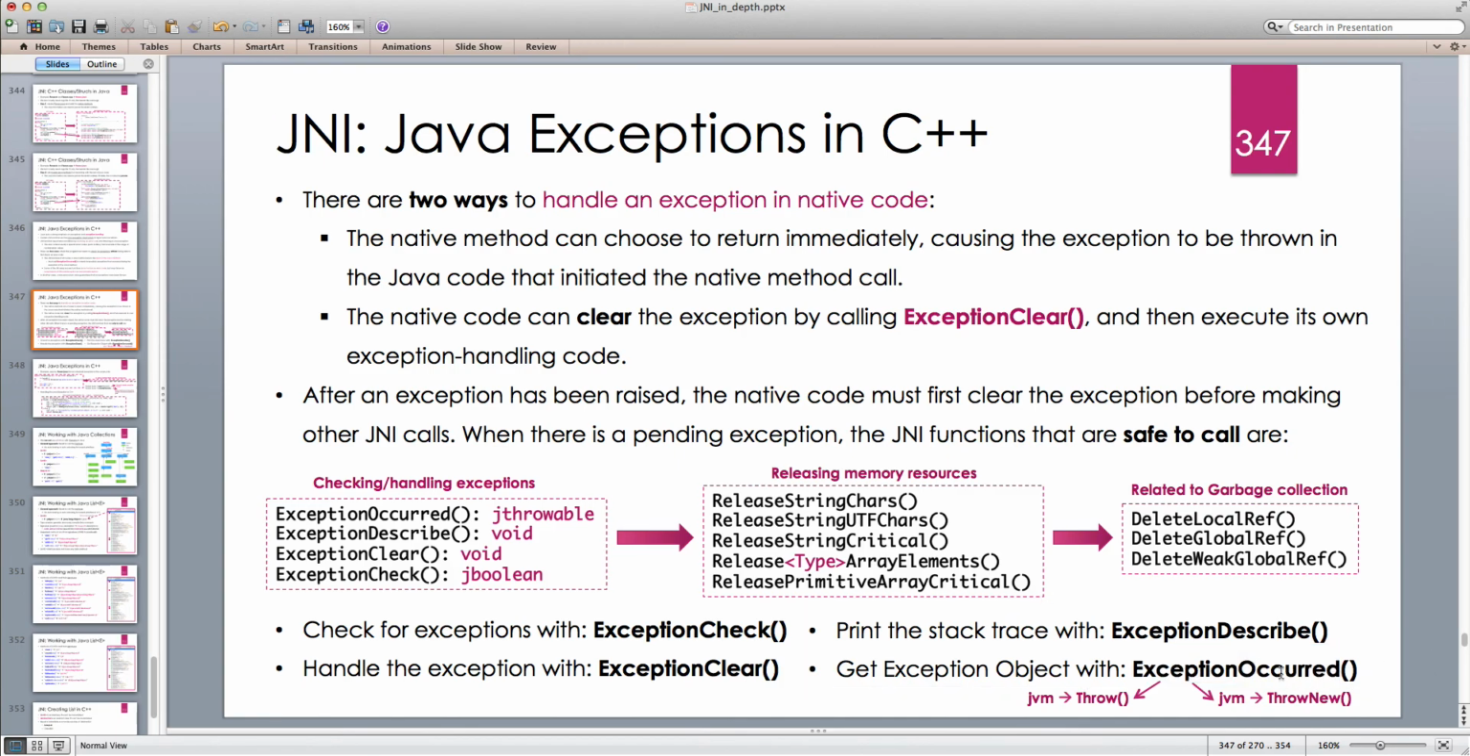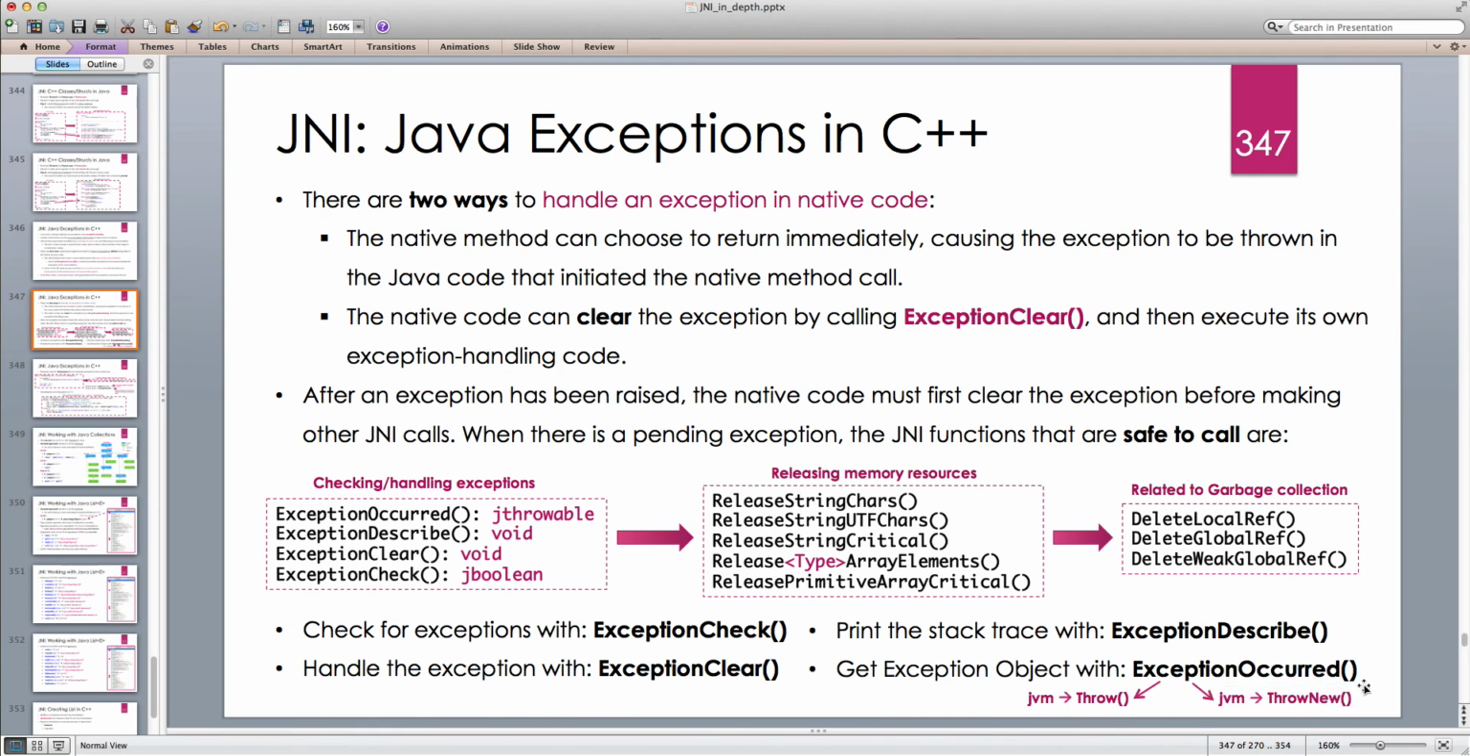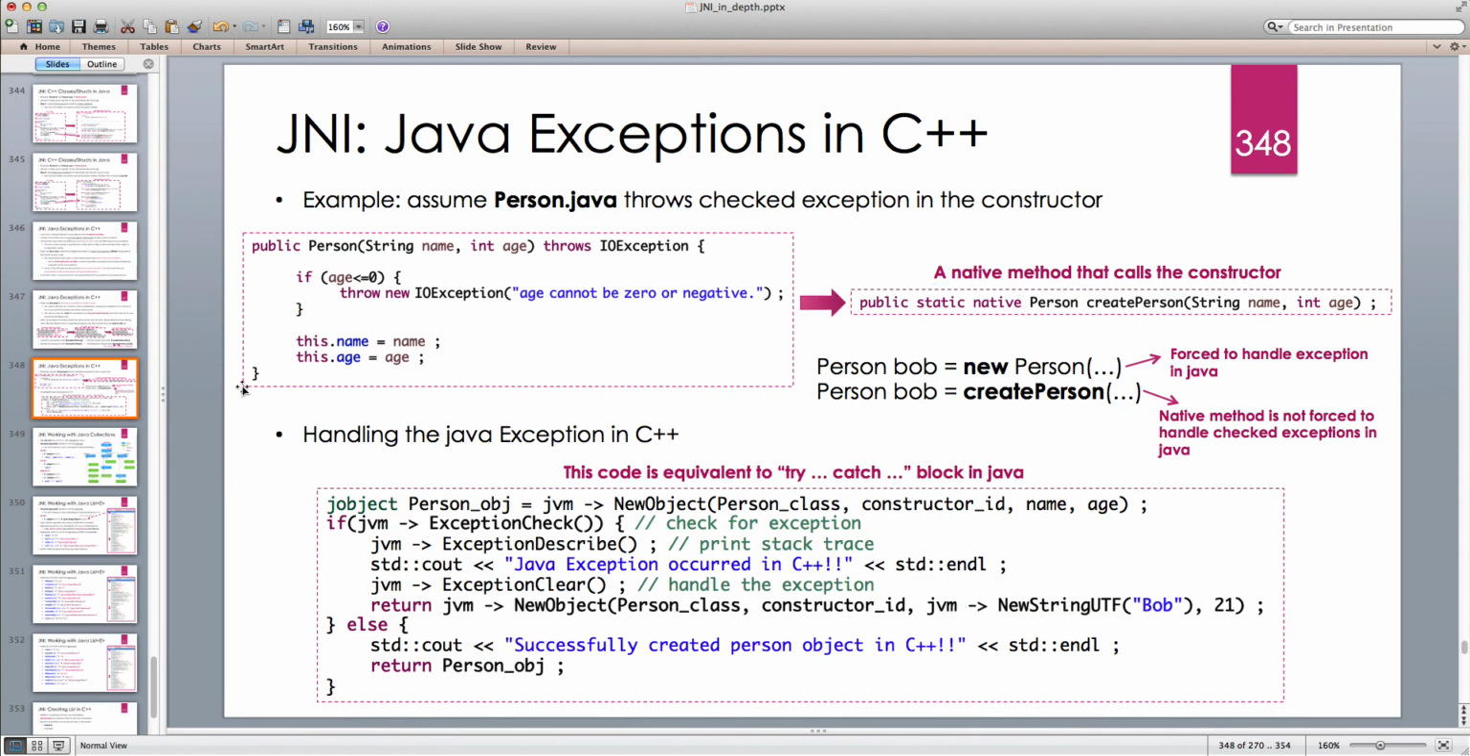And once we get this pointer to the jthrowable object, we can use two other functions that JNI provides. One is Throw. So we can actually get this exception object and throw it again, just like in a catch block, we can throw the exception again. Or ThrowNew. This is not related to this exception object, but it is another function in JNI that allows us to actually throw Java objects in C++ in native code, which we'll look at later, right? All right, so here's an example.